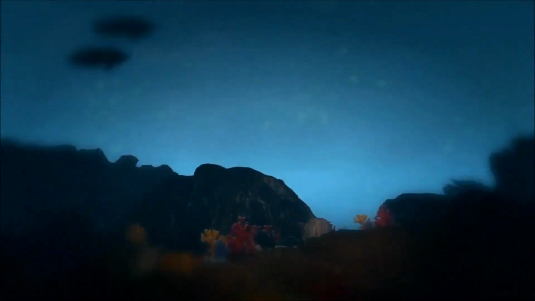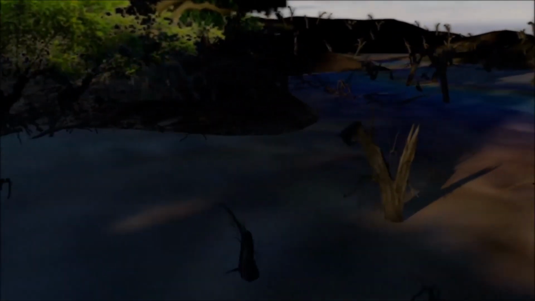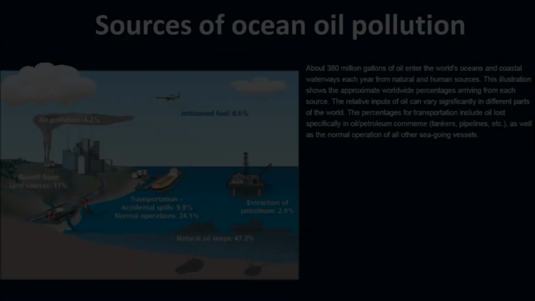Coral reefs are highly sensitive to oil pollution. Damage is often irreversible and coral regeneration can take up to 10 years. And pollution in mangroves or on sandbanks can cause very serious damage, lasting more than 20 years.